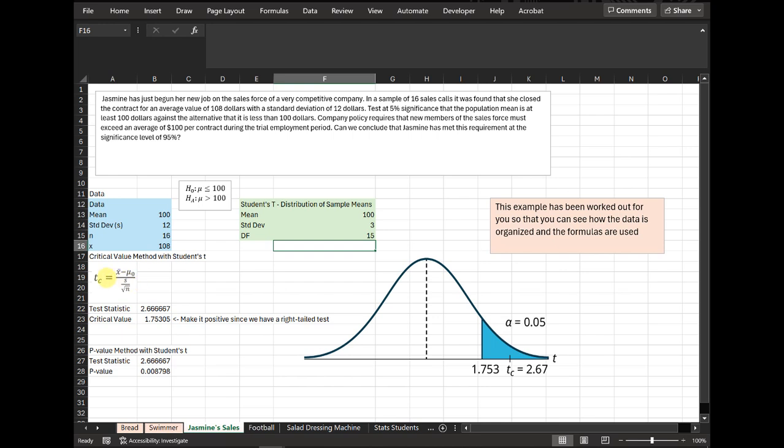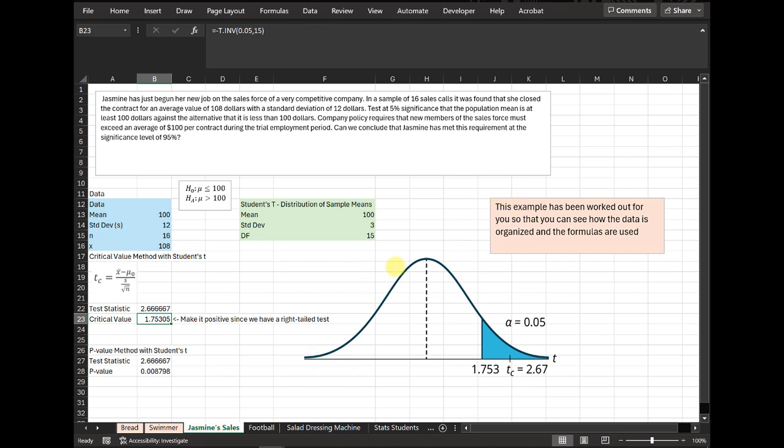Except instead of this now being a test statistic Z, this will be a test statistic T. Say that 10 times fast. Okay, so my test statistic: I take my X minus my mean divided by the standard deviation from my distribution of sample means, okay? So you have to know this test statistic now in either case, because the only way to do this is to set up your distribution.